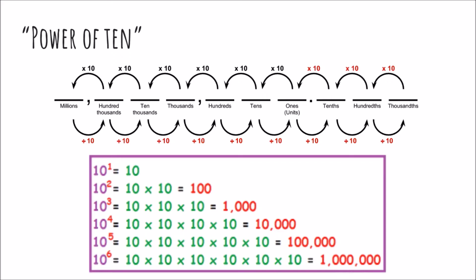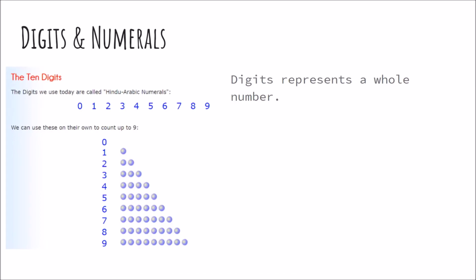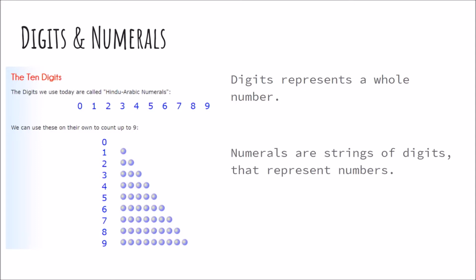When we're working with place value, it's important to think about digits and numerals. Digits represent a whole number. Numerals are strings of digits that represent larger numbers. Digits given place value create numerals. So the thing to keep in mind here is that digits are like letters and numerals are like words. We can combine digits in different orders. Different numerals have different values.